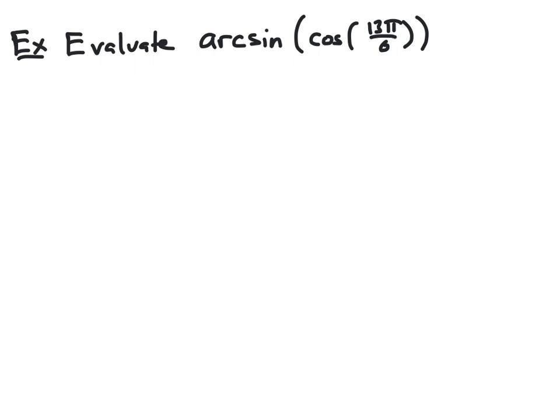In this example, we're going to evaluate the composition of a trig function and a different inverse trig function. Specifically, we're going to evaluate the arcsine, or inverse sine, of the cosine of 13 pi over 6. The first thing that we should notice here is that the angle 13 pi over 6 is actually bigger than a complete rotation. We can think of this as 12 pi over 6 plus pi over 6. And 12 pi over 6, of course, is 2 pi.